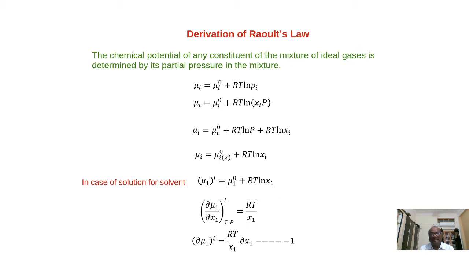So we are writing the d mu1 equation. d mu1 in liquid state is equal to RT by x1, just shifting this dx1 to the other side. This is the equation we get at constant temperature and pressure. This can be written as d mu1 is equal to RT by x1 dx1. This is equation number 1, which is written for the solvent of the solution.